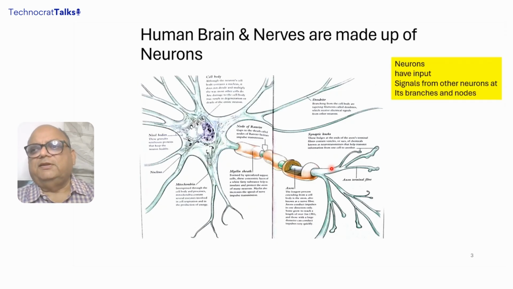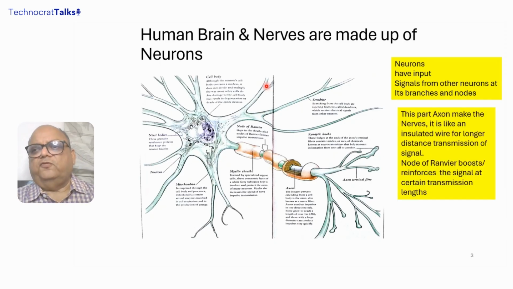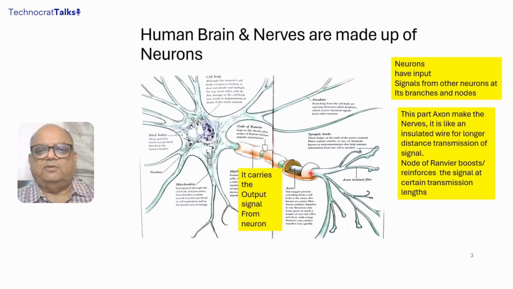So they have input signals coming from other neurons, and those signals mostly come at the tips of the branches, in between the branches, or sometimes even in the crevices of the branches. The axon makes the nerves. The bundle of axons is something that we call a nerve in our usual language. It's a kind of insulated wire for longer distance transmission of signal, where these intermediate relaying stations are there to restore the strength of the signal, to take care of the attenuation.